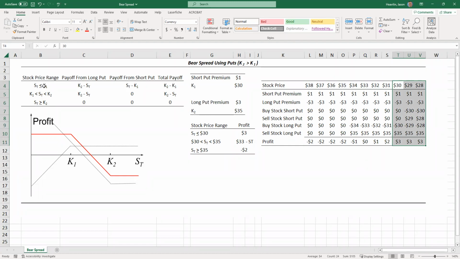So to recap, this is just giving you the 3 scenarios that could happen when you're doing the bear spread, using puts. These are the payoffs from each individual put, but when you net them together, this is what you get. And this is what you want to use, adjusted by the premiums. And that's how you get the profit on the potential scenarios of each one of them.